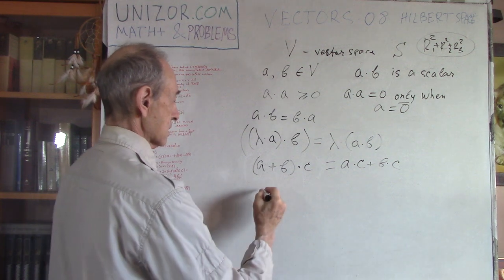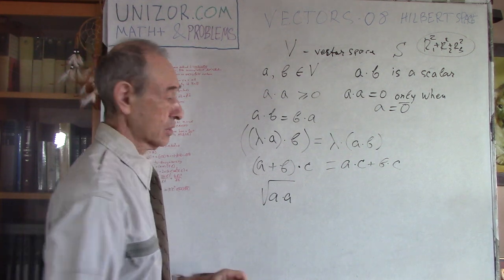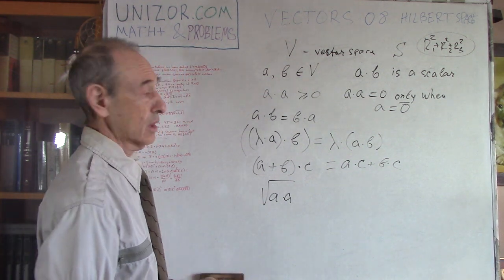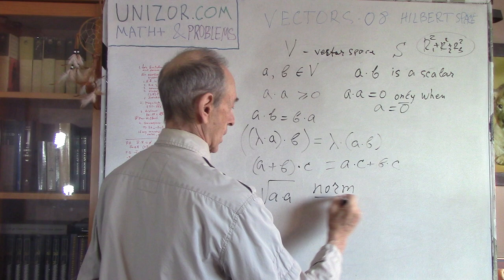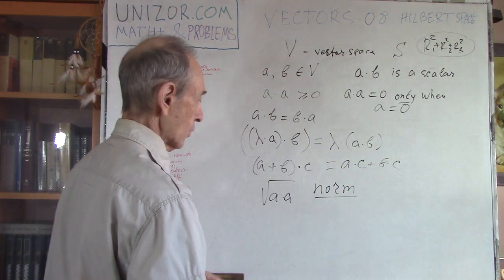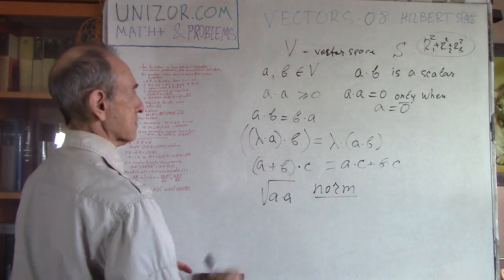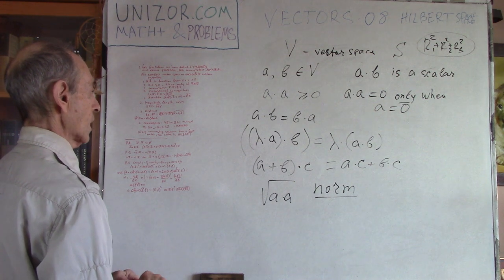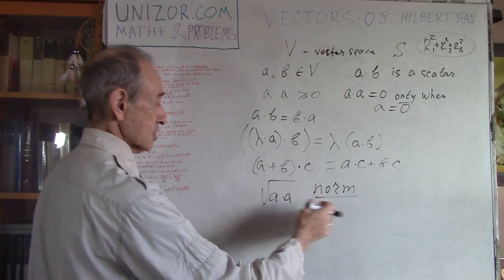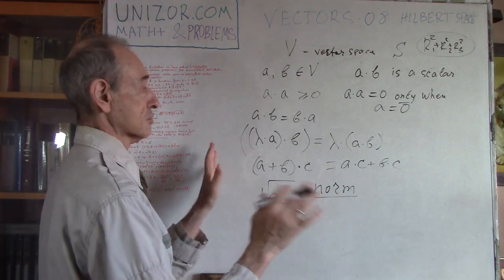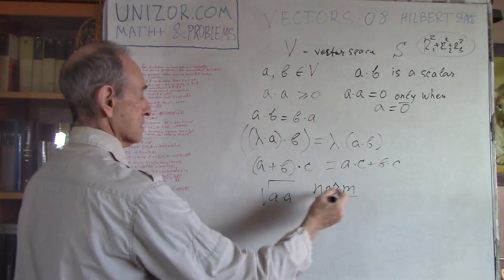Okay, now what else? Now what else is square root of A times A? We call it the magnitude or length of the vector, or there is another word, norm. Norm of the vector. They're all basically synonyms right now. So sometimes I'm using magnitude, sometimes I can use the word norm, etc. Okay, and also from this, now this is just a definition, just a word. It's no longer any kind of an axiom. Axiom we have finished here, right? So this would be norm.